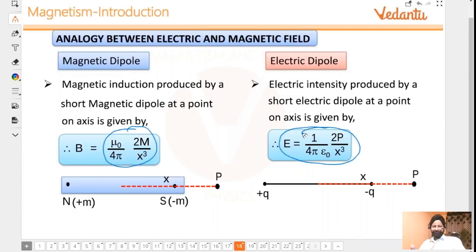Okay, yeah. So look at this, Ninad, a magnetic field here and electric field here.